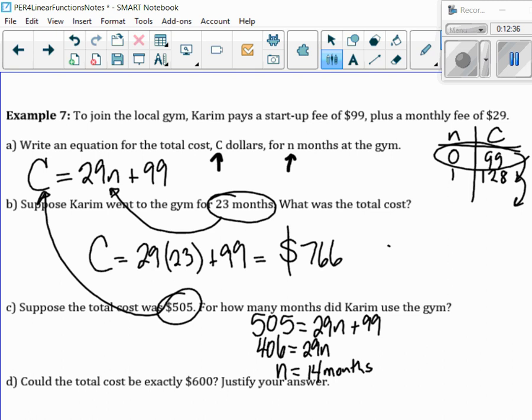Does everybody see this more simplistic way of showing it? You don't have to show every step. I actually like it better this way. It's easier to mark. It's not so messy, right?